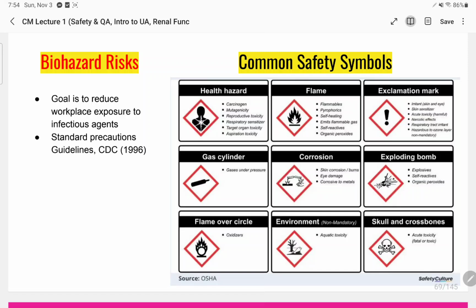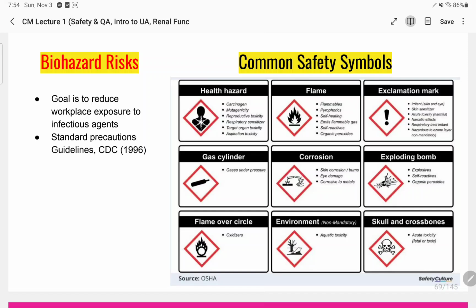So nakabutang na siya sa mga health hazard. So can it cause cancer, can it cause mutation? Is it toxic to our reproductive system? Does it affect our respiratory? Okay? Is it toxic to any particular organ? Aspiration toxicity, is aspirate na ba to?